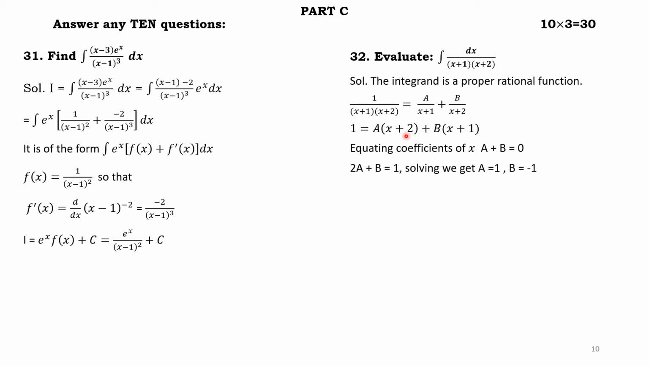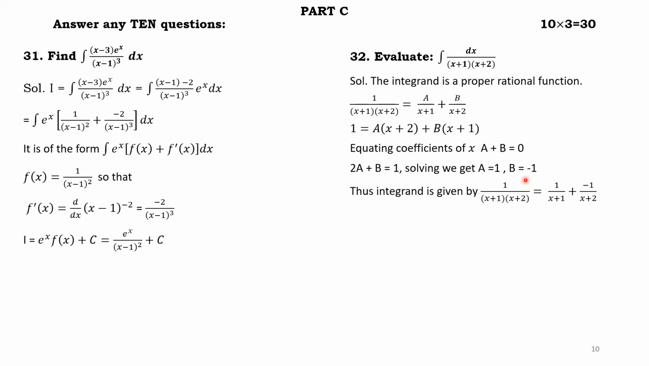Therefore, again taking constants, 2a plus b is equal to 1, because the constant on the left hand side is 1. On the right hand side there are two constants, 2a plus b. Therefore, we get b is equal to a is equal to 1. Here, a is equal to minus b, or solving these two equations, a is equal to 1 and b is equal to minus 1.